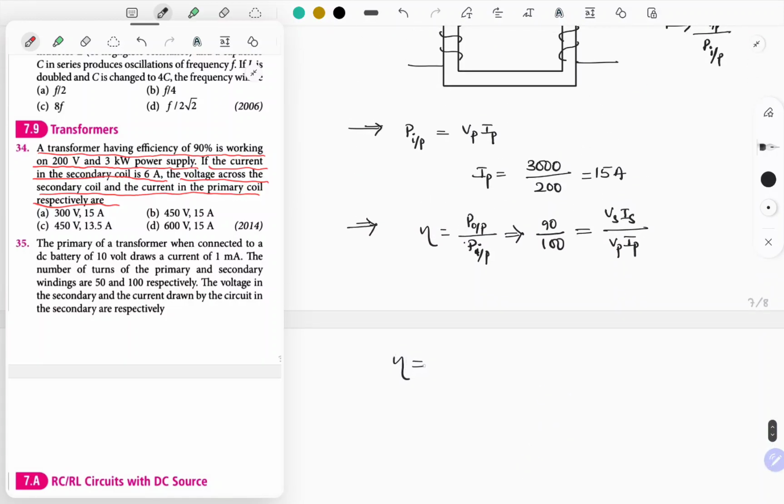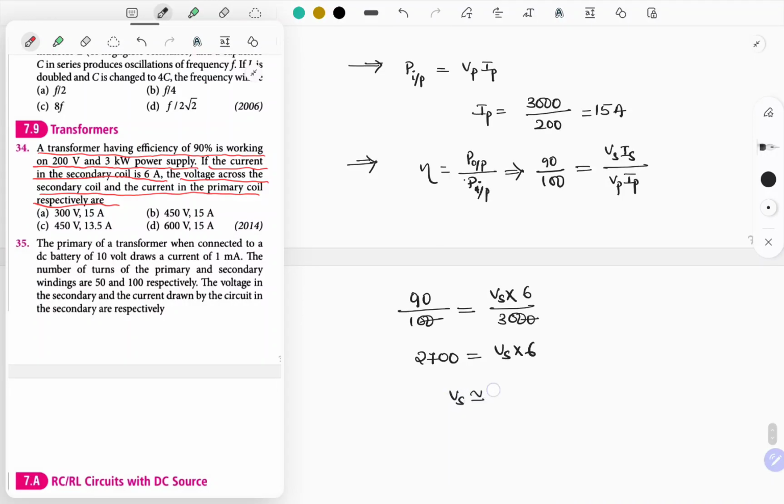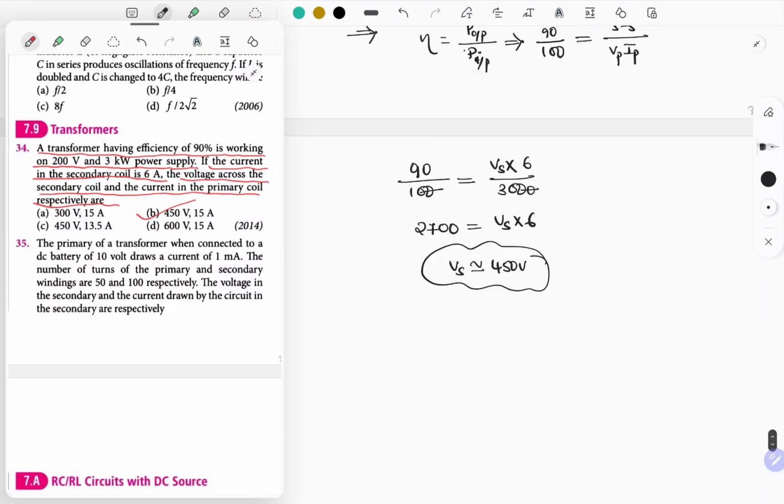Let me substitute the value. 90 divided by 100 is equal to secondary voltage into, what's the value of the secondary current? 6 amperes, divided by 3000. So the 100 will get cancelled out. 2700 is equal to Vs into 6. So approximately Vs is equal to 450 volts. Which option matches here? 450 volts and 15 amperes. Option B is the correct answer. Got it? This is one way of answering.